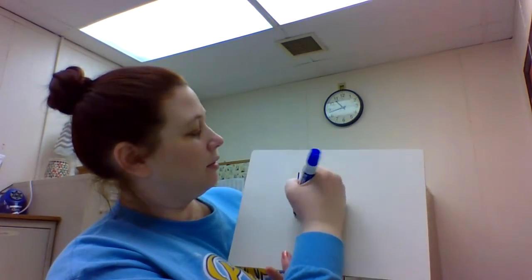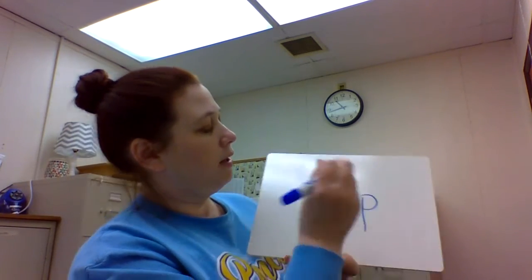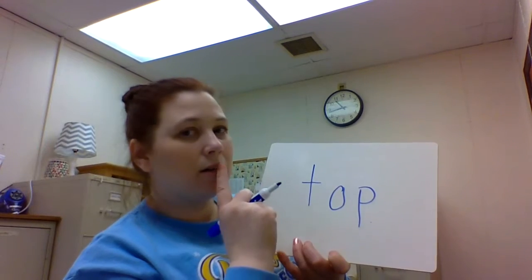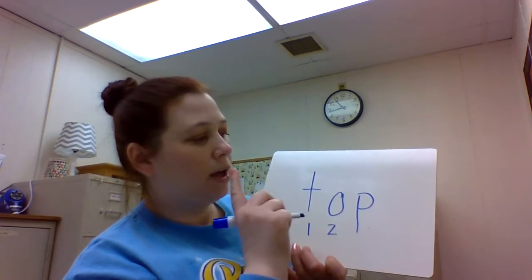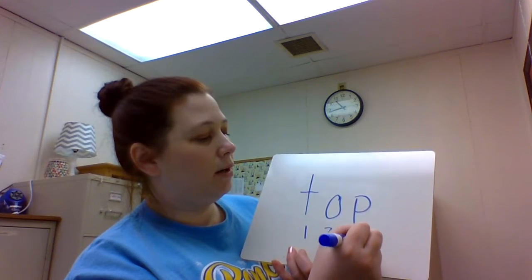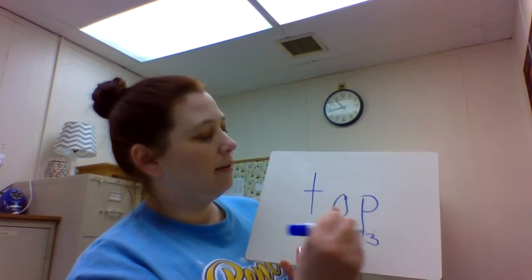Let's look at this word. T-O-P. Here we have t, o, two, and p, three. Here we have three. T, o, p, top. Three sounds.